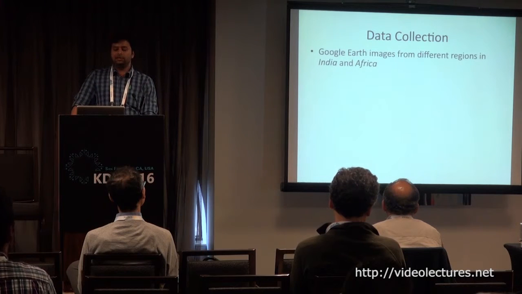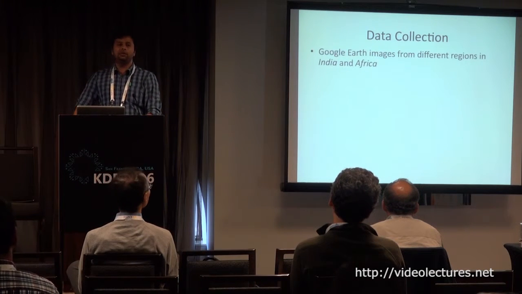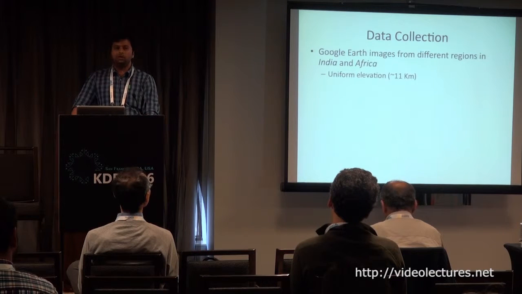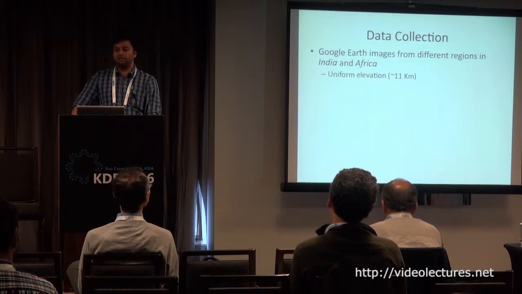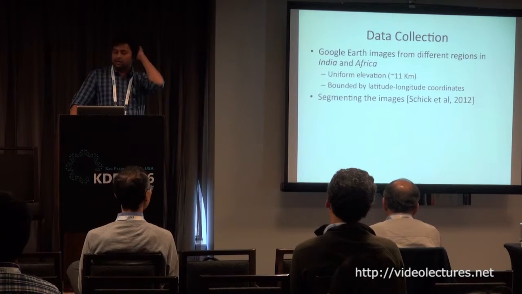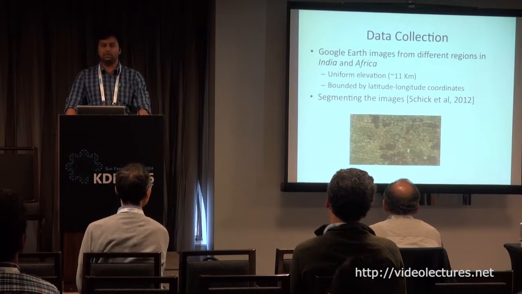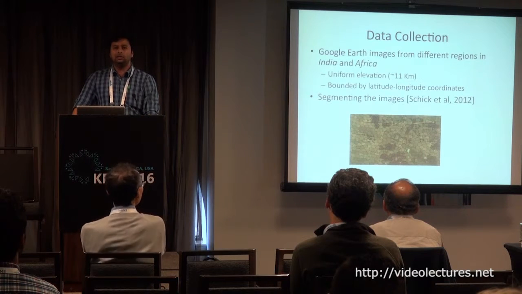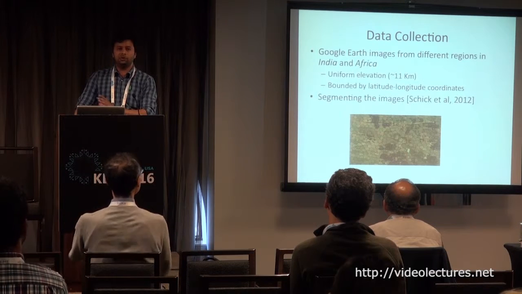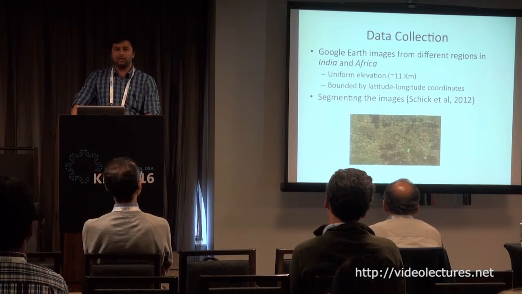So the way we collected the data was we identified some regions in Africa and in India to train the model. We collected the images at a uniform elevation of 11 kilometers, and each satellite image was bounded by the latitude and longitude coordinates of that region. And here's an example image, a typical image we had, and you see that one block of image can have different types of land patterns, land types we are trying to identify.